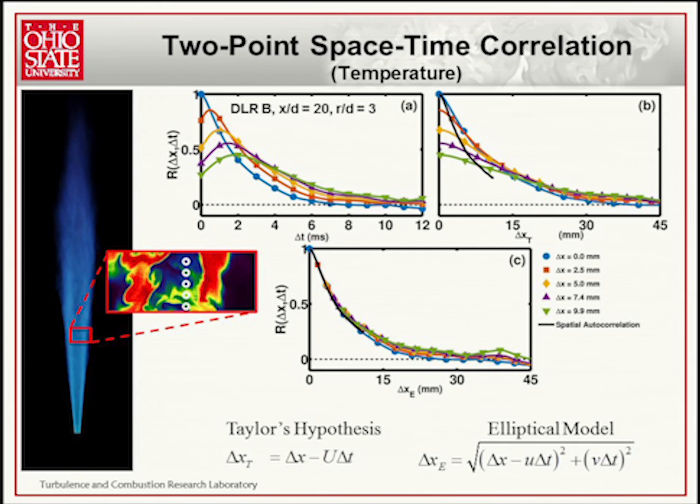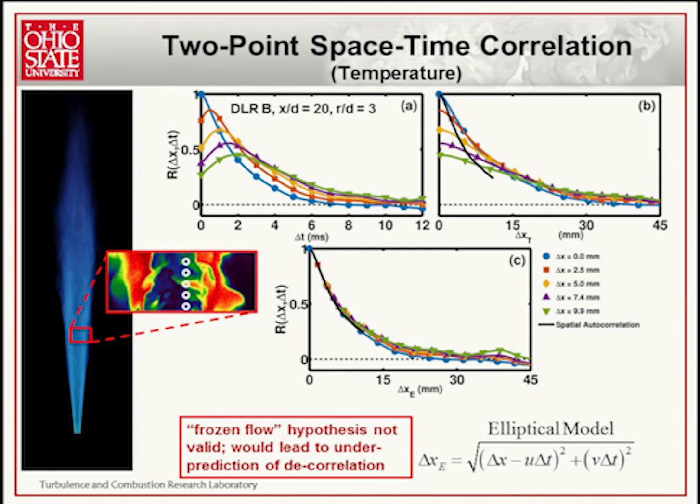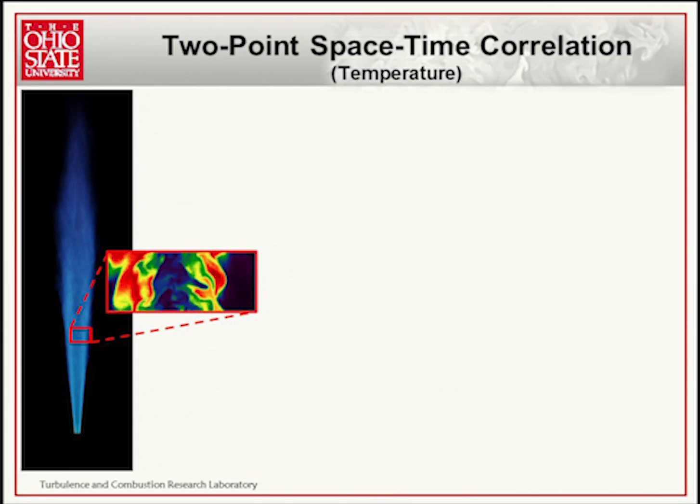Okay? And so again, what this implies is that the frozen flow hypothesis is not valid, and it would lead to an underprediction of decorrelation. Where this potentially could be important is if you have models that are highly dependent on your 2-point correlations; depending on the significance of those correlations, you can underpredict the decorrelation. So this also gives physical insight. The one thing we also wanted to do was say, okay, now we've shown that the elliptical model seems to work in reacting flows. How can we use this to understand a little bit about the decorrelation process?